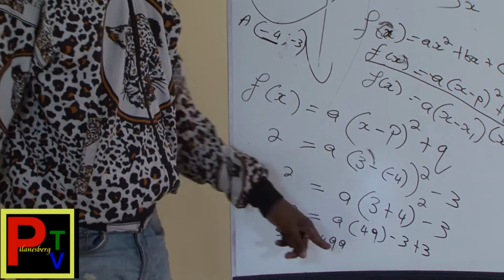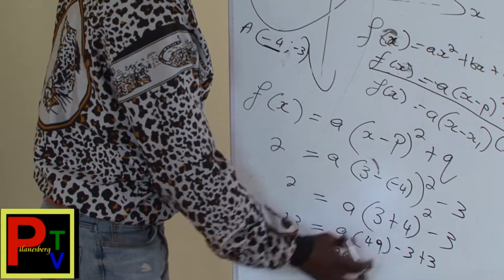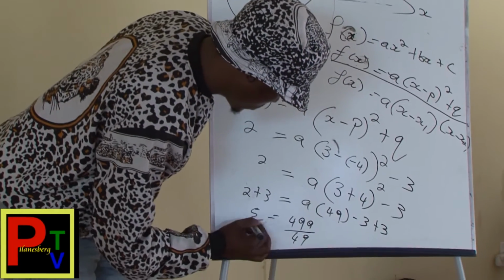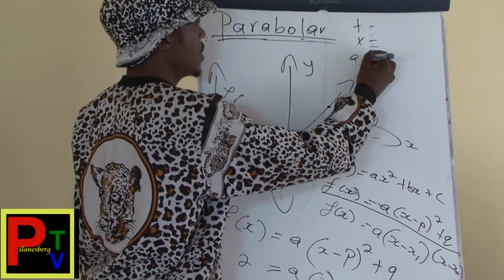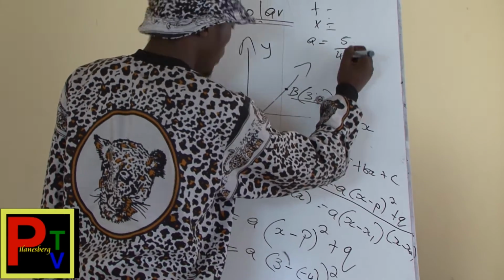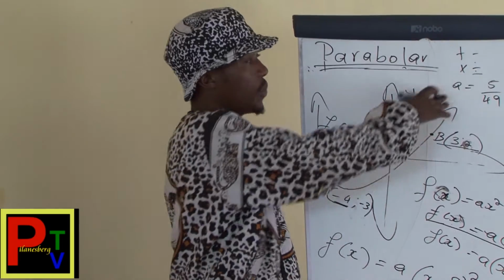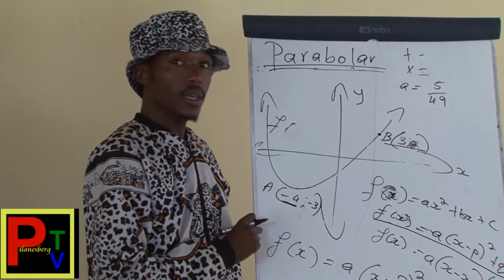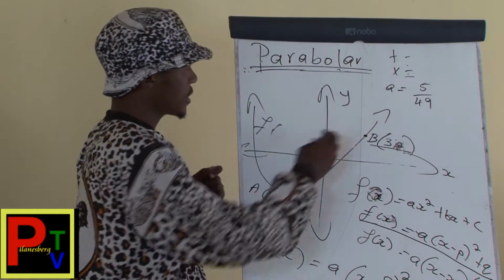Therefore, how do we rescue our a from here? This is 49 times a. We use division. We divide both sides by 49. Therefore, they cancel. Our a is equal to 5 over 49. This is relevant because the shape requires a positive a. Fortunately, our a is positive.